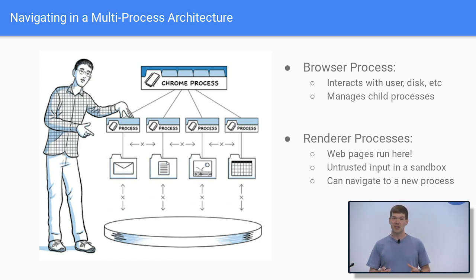Render processes take HTML and JavaScript and produce rendered pages that users see. They run in a sandbox because we don't trust stuff coming from the web. And for navigation, one important thing to realize is that when you navigate from one page to another, you can actually swap processes under the hood and go from one render process to another one.